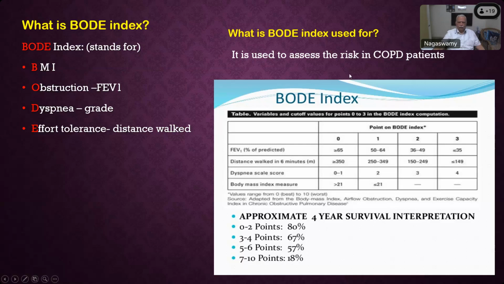So the BODE index is mainly to assess the quality and longevity of the patient's life. It is not a matter of assessing the fitness for anesthesia. Please remember that. Now comes another thing, what is called the GOLD criteria. What is this GOLD criteria? What is the expansion for GOLD?